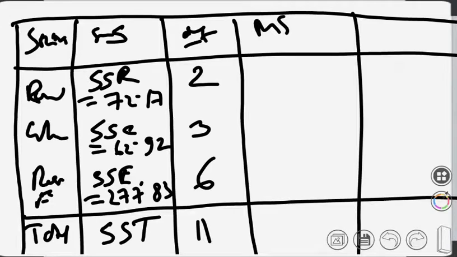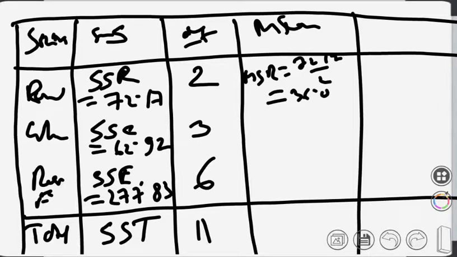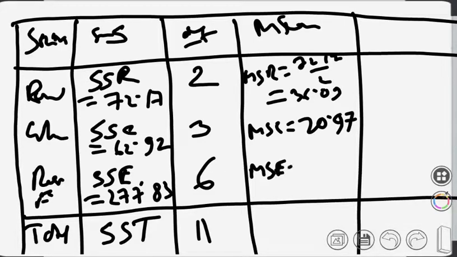Then mean sum of squares. MSR is 72.17 divided by 2. How much is that? 36.09. MSC is 62.92 by 3, which equals 20.97. And MSE is 277.83 by 6, which is 46.305.